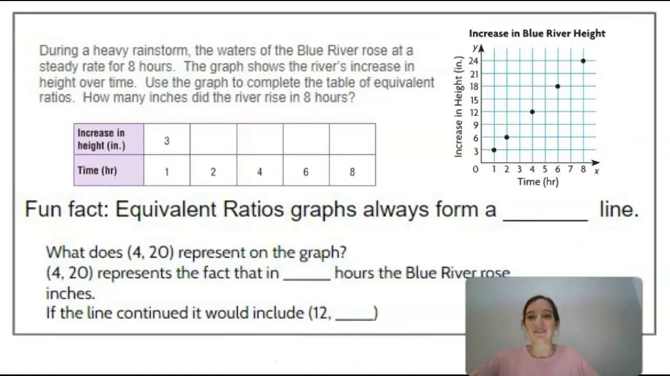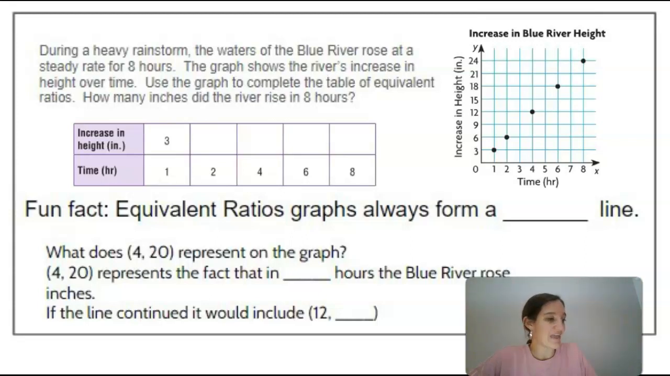During a heavy rainstorm, the waters of the Blue River rose at a steady rate for 8 hours. The graph shows the river's increase in height over time. Use the graph to complete the table of equivalent ratios. How many inches did the river rise in 8 hours?